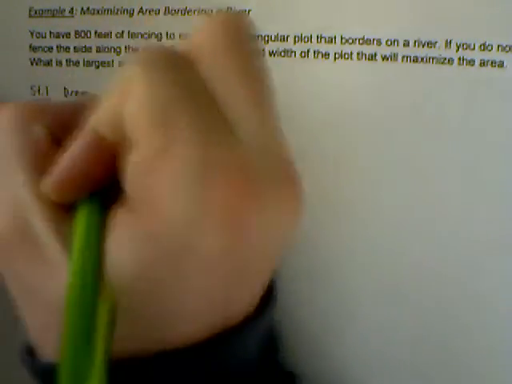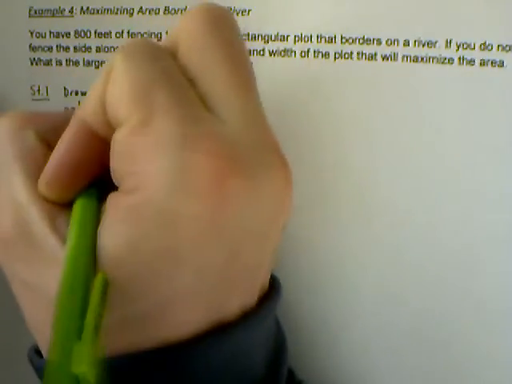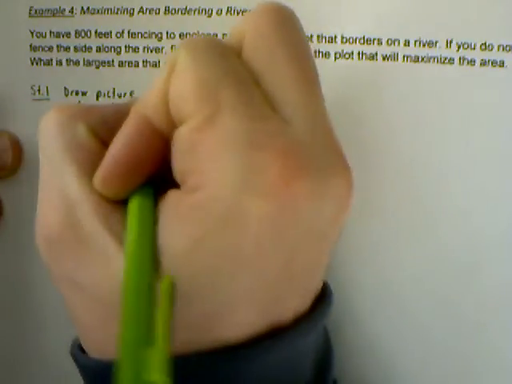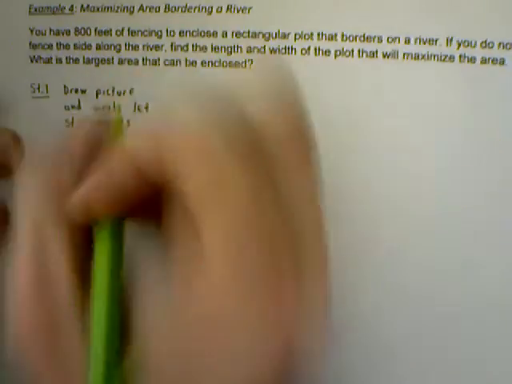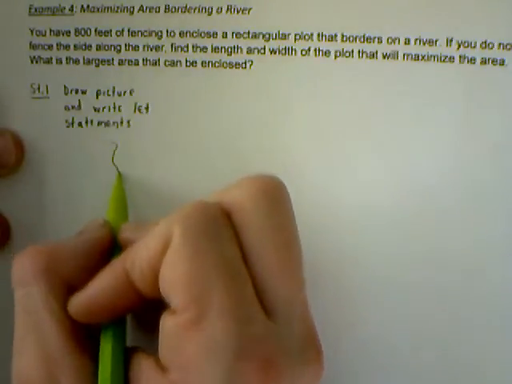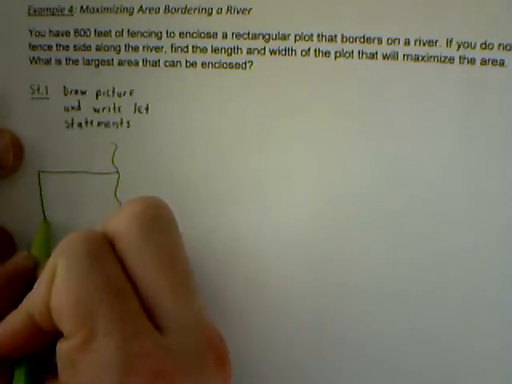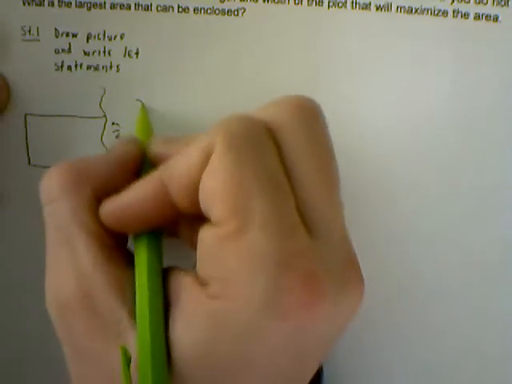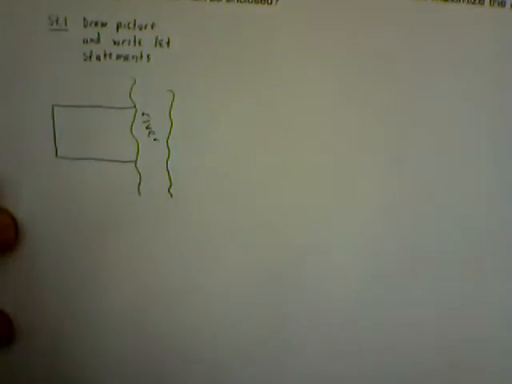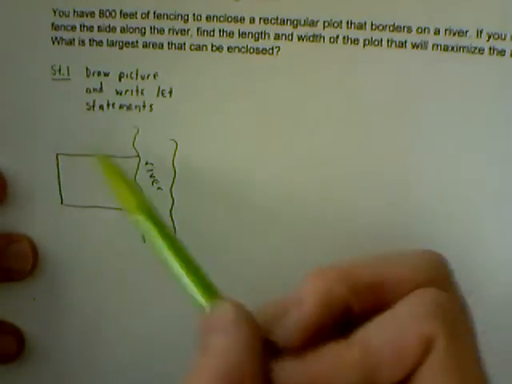Draw a picture and write let statements or define variables. So here's my picture. I know I got a river. Here's my river. And then I have a rectangular plot that borders along the river. Now I need to find the dimensions that maximize this area.